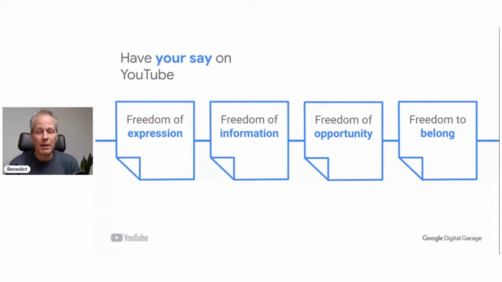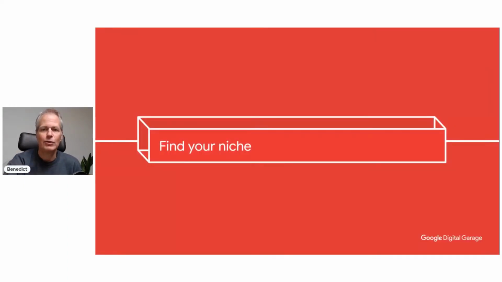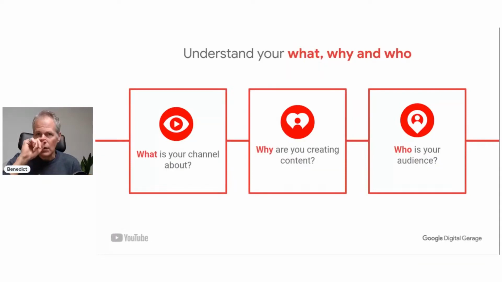Okay. Now, the first step to getting started on YouTube is actually to define a message for your video by finding your niche. So we're going to start with this particularly, finding your niche. The big thing here is identifying the foundations of your channel. It is really going to help you create content you enjoy and are passionate about and reach like-minded people. So what, why, and who?